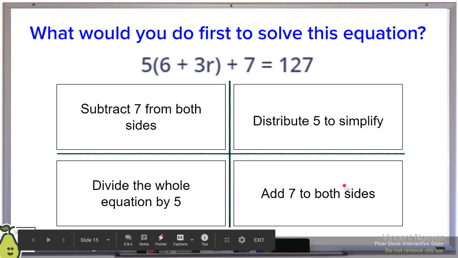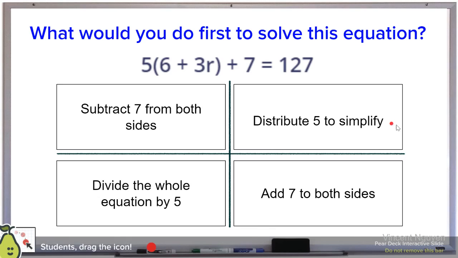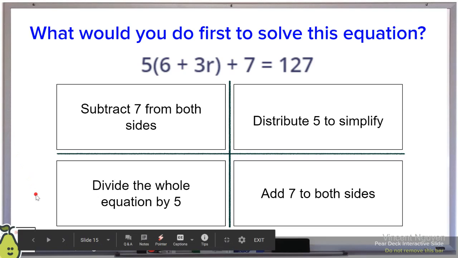Okay. All right, this one you try also. What would you do first? So think about this equation. What would you do first? This is a long equation. There are 4 choices here. If you were doing this live with me, I would have you drag your little pointer to the box that you think might be correct.